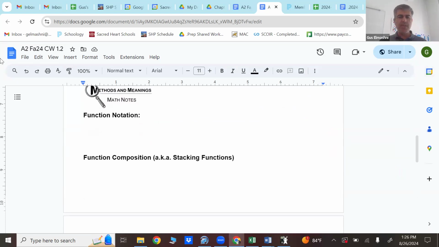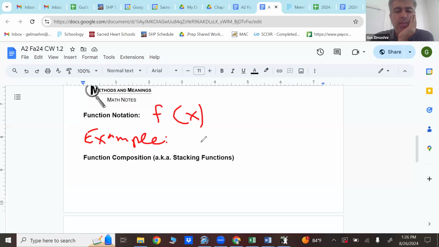So function notation, guys, quiet please. Thank you. All right, that's function notation. So I'll give you a good example. Here we go. Here's the reason why we have function notation in the first place.